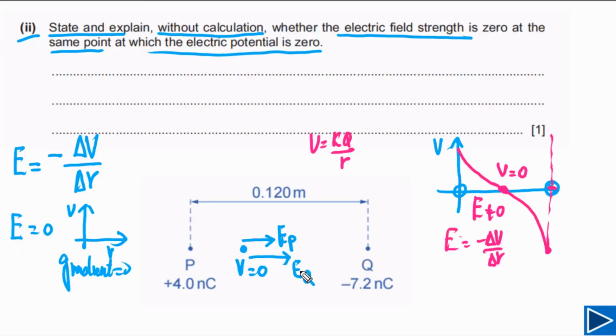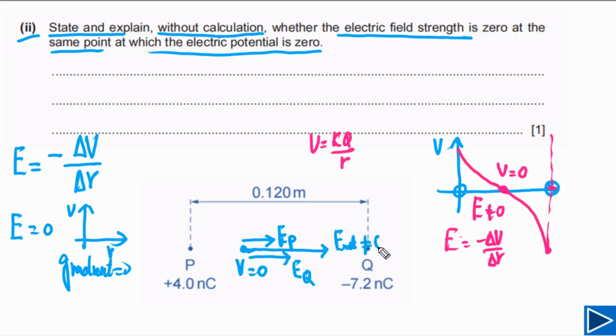So the electric field due to Q is also to the right and due to P is also to the right. So it means the net electric field at this point is the sum of these two fields. So the net electric field will be somewhat like this. So this is our net electric field. Electric field is a vector, so this is our net electric field, meaning the vector sum of these two fields. This is not equal to 0.